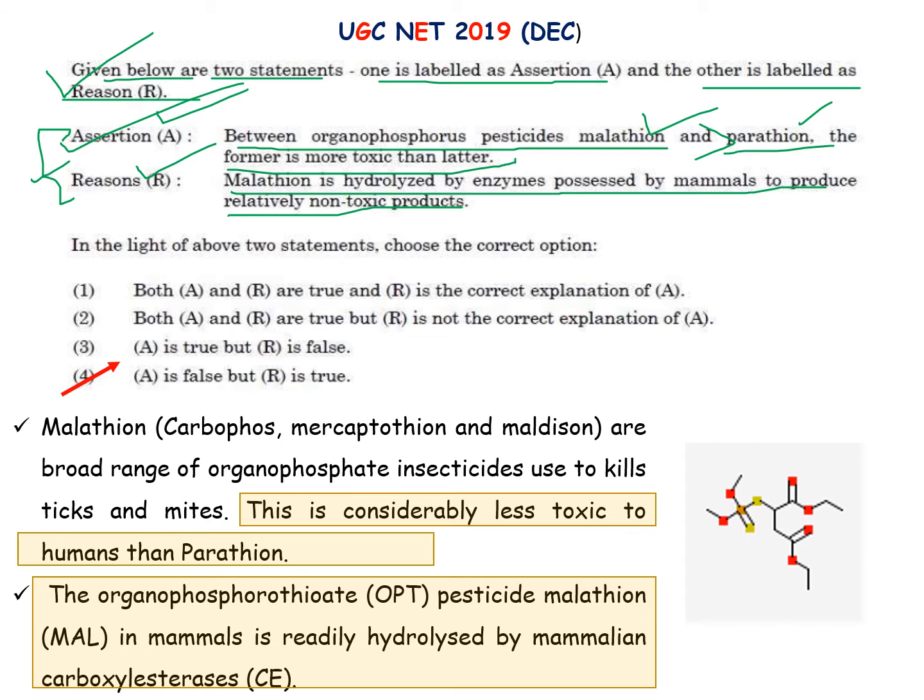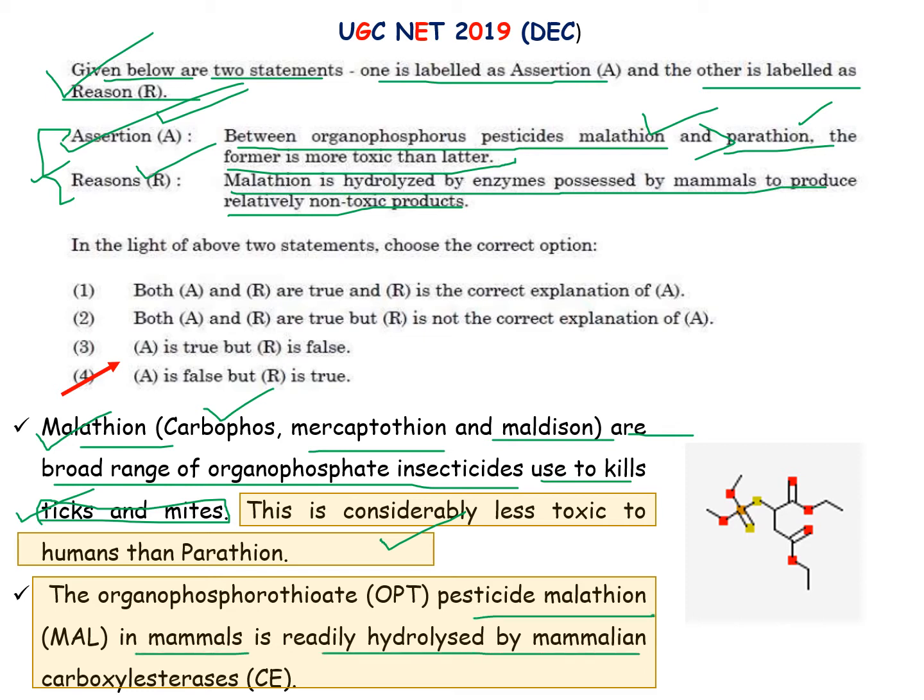So what is malathion? Malathion is an organophosphate insecticide. Malathion, also known as carbophos, mercaptothion and maldison, belongs to the broad range of organophosphate pesticides used to kill ticks and mites. These are considerably less toxic than parathion. The organophosphodithioate pesticide malathion in mammals is readily hydrolyzed by the mammalian carboxylesterase. This is the enzyme that helps in readily hydrolyzing malathion.